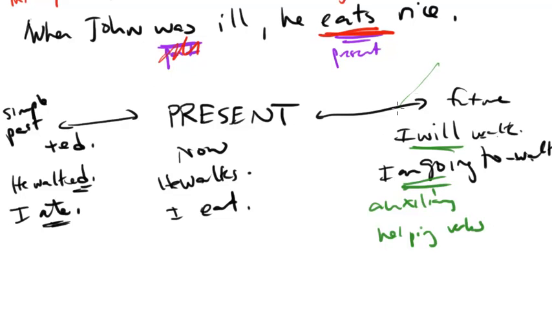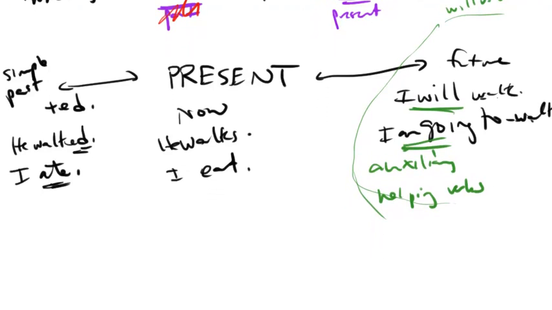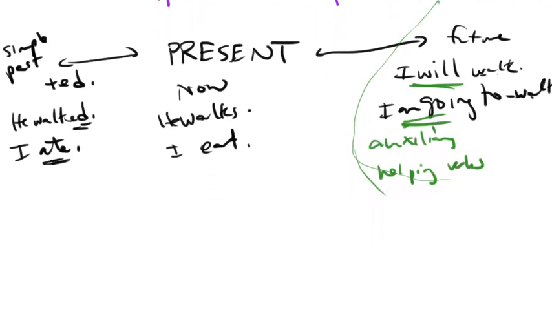I'm not going to talk much about future in this video because they don't really test future that much. I will talk about will versus would in a second. But for now, I just want to focus on the simple and the present tense, things happening in the past or things happening now. Okay, so those are the simple and past forms.